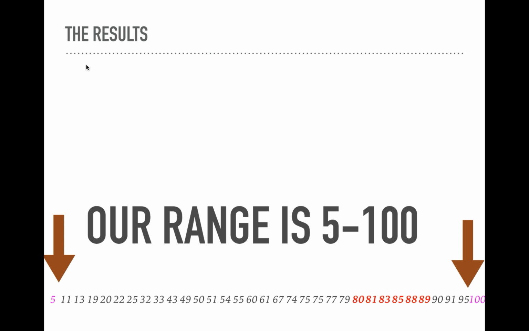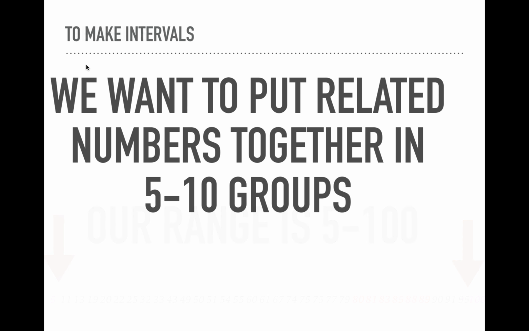So in this thing, our whole range is from 5 to 100. In our textbook, we would say the range is 95, but the lowest number is 5, the biggest number is 100. We want to put the related numbers together, and we want them to be into about 5 to 10 intervals usually.